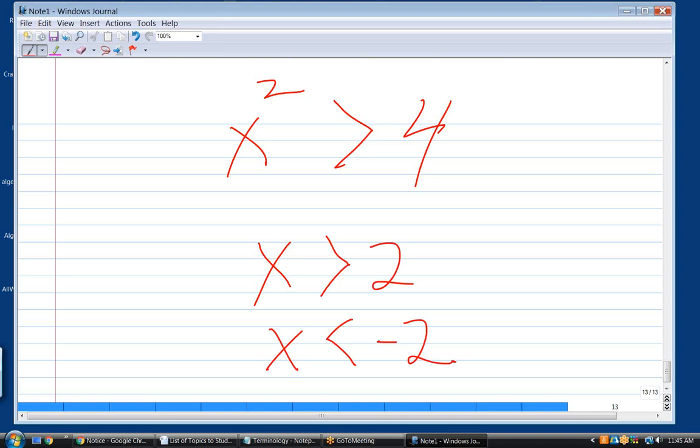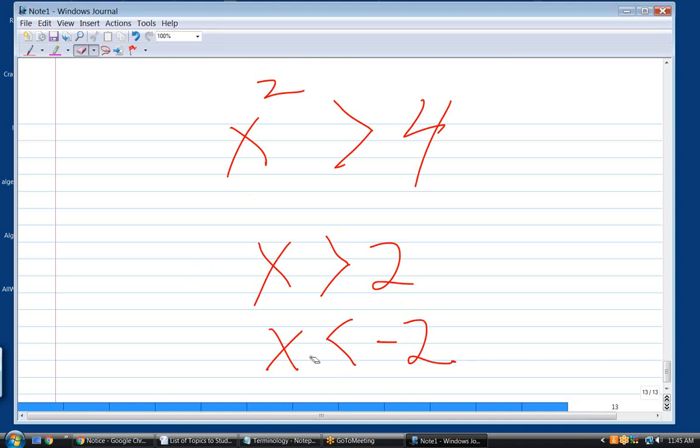Okay, so it's two answers. Well, the equation is two answers also. When I had x squared equal to 4, my answer was x equal plus 2 or x equal minus 2. So it's no different in that respect. But notice that I had to not only come up with a plus or minus 2, but I had to get the direction of the inequality correct.